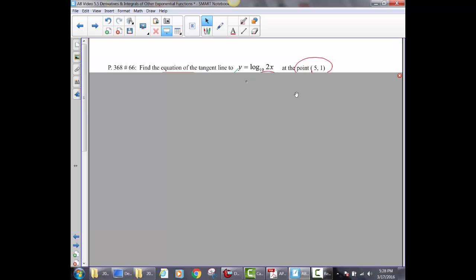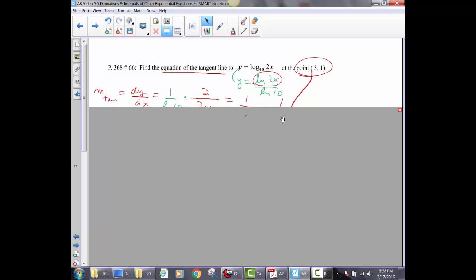Find the equation of the tangent line to y equals log base 10 of 2x at the point (5, 1). Again, I would change the base, ln 2x over ln 10. We have a point, of course, we need a slope. The slope is dy/dx. So I'm going to need to take the derivative of this expression right here.